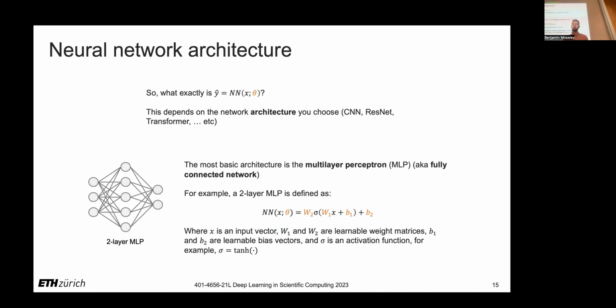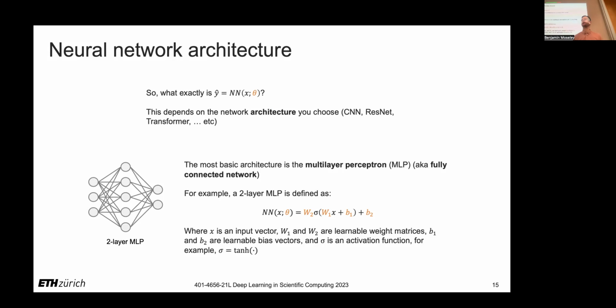Okay, so then what exactly is the neural network of X? This just depends on the specific neural network architecture that you choose. As I said before, there are many different architectures: multi-layer perceptrons, convolutional neural networks, ResNets, transformers, etc. But it's important to note these are all trained in a similar way: gradient descent and the loss function.